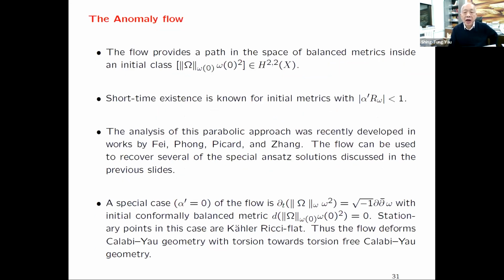So the flow provides a path in the space of balanced metrics inside the initial data. Short-time existence is known for the initial metric with alpha prime small enough. So in all the arguments, we always assume alpha prime is small, including in the method that I did with Jun Li and with Fu. And so it will be very interesting to understand what happens when alpha prime is bigger. But in any case, this parabolic approach was used by the group around Fong and Fei.